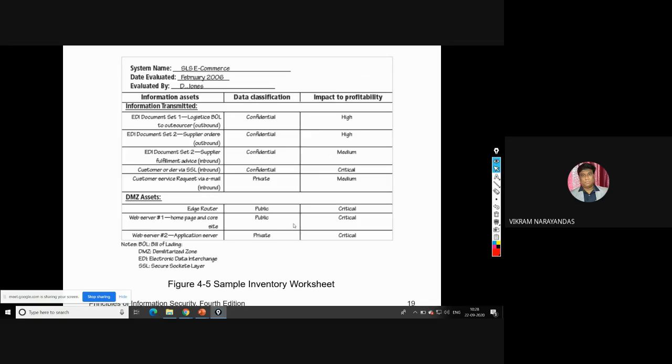Like this. Which is confidential, if you're doing the data classification, impact on profitability, information assets. When the data is evaluated, who evaluated this data? These are some sample examples of the worksheet. Which is confidential, which is private, and impact on profitability, which is high, which is medium, which is critical.